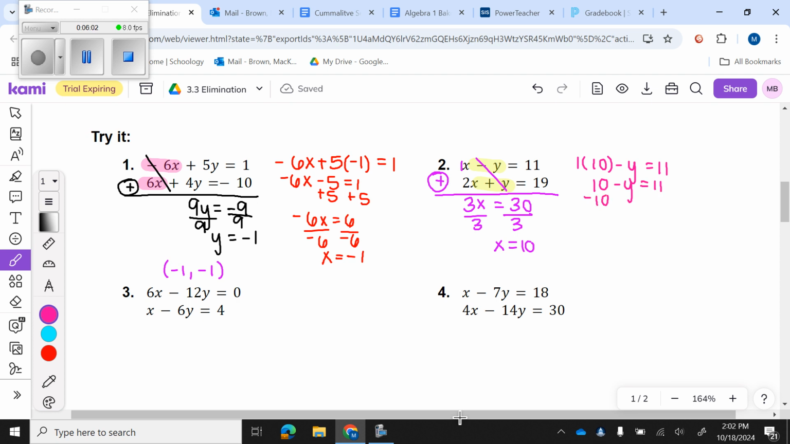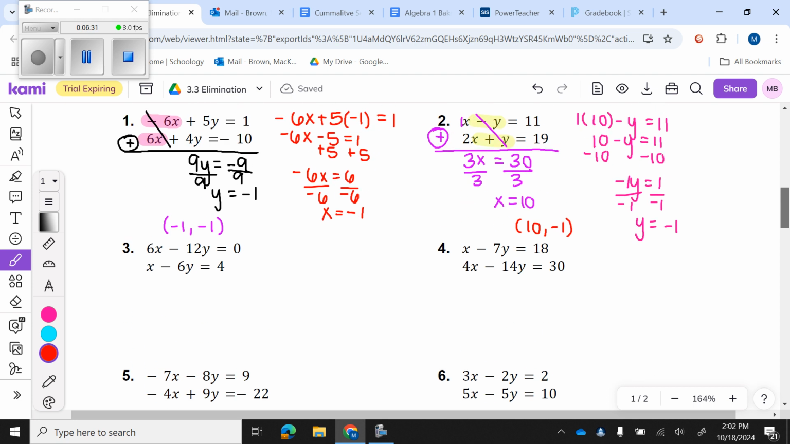I'm going to subtract 10 from both sides. I'm going to have -y equals 1. You've got to be careful here because this y is not all by itself. I'm going to need to put a 1 in front of this y and divide both sides by a -1. And then I'm going to get y equals -1. Last thing you've got to do is write your answer as an ordered pair. So I'm going to have x, then y. So 10, comma, -1.